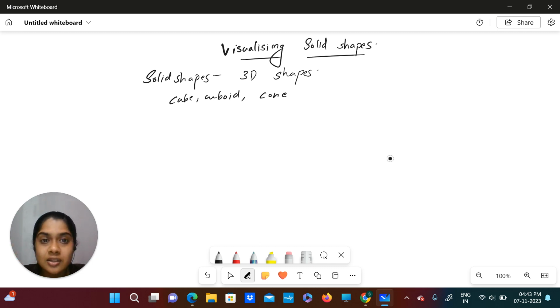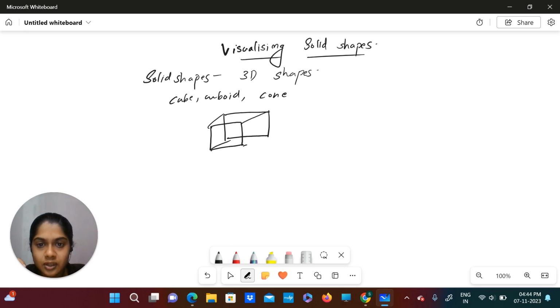Okay, so that is solid shapes. If you observe solid shapes, for example, if I draw a cube, this is an example of a cube or cuboid, whatever it is. Basically there are 3 parts in a solid. One is the face, the other is the edge, and the last one is the vertex.